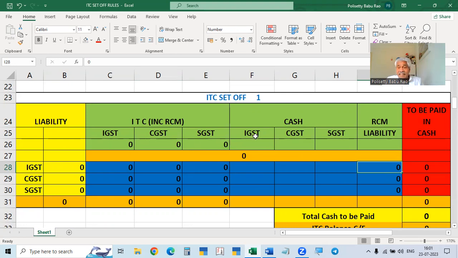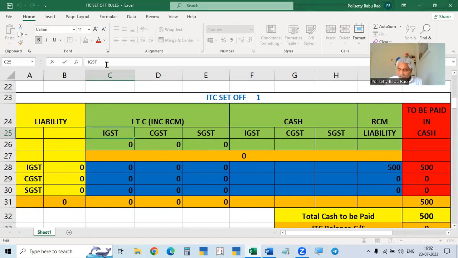So that can be taken as ITC, meaning it can be adjusted along with other ITC. It can be adjusted against the forward charge mechanism liabilities. Here, for example, if there is 500 rupees ITC of IGST, it is to be paid in cash only. In such a case, this 500 rupees can be added to the IGST input tax credit. It can be added, plus 500 rupees. Okay, like this we can add.